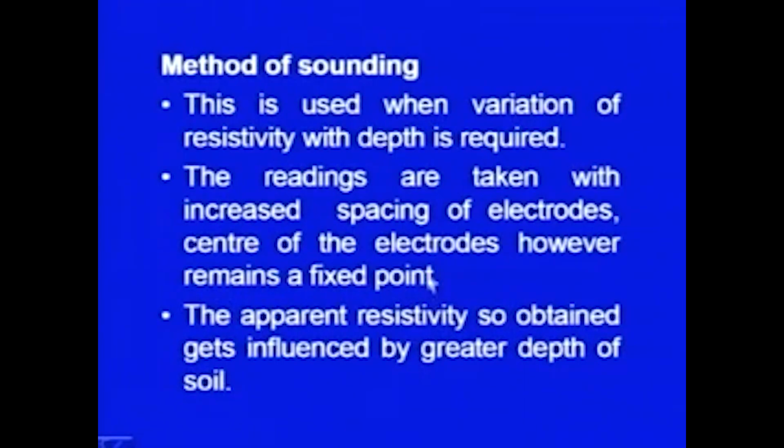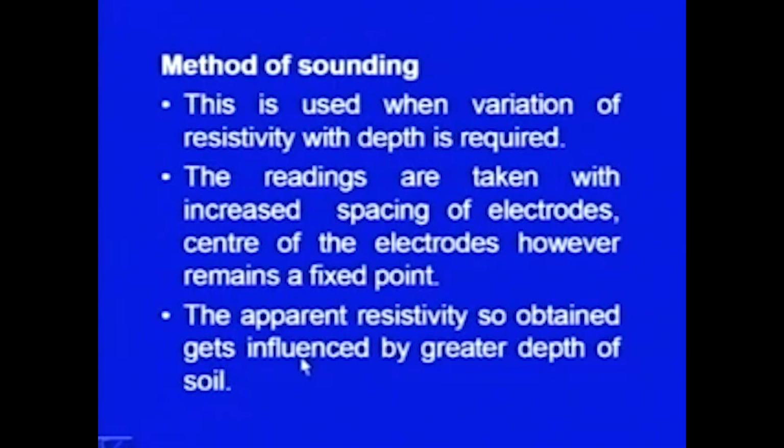Now, this value is then used to find out the soil types, and there are two ways. First is the method of sounding. This method is used when variation of resistivity with depth is required. We need the variation with depth. In this case, the readings are taken with increased spacing of electrodes. The center of the electrodes, however, remains a fixed point. So, we keep the center at a fixed point, and we keep on increasing the spacing, and corresponding to those spacings, we take the readings. The apparent resistivity so obtained gets influenced by greater depth.